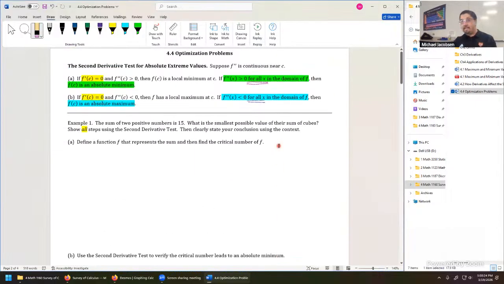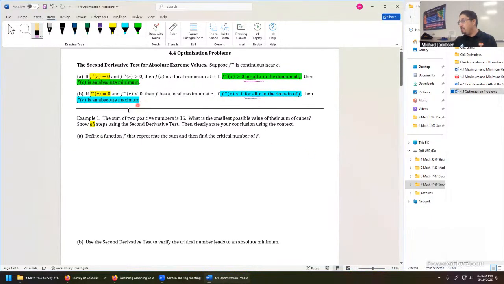So starting off, kind of gradually getting to those bigger context type problems, we'll begin with just a fast optimization. It says the sum of two positive numbers is 15 to start off. We want to know what is the smallest value of their sum of cubes. It says show all steps using the second derivative test, and then state your conclusion using the context.